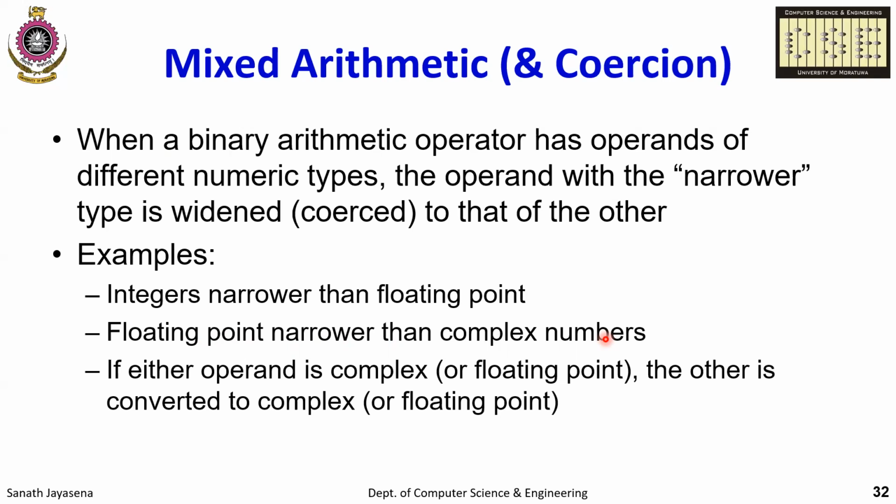Right? And generally speaking, if either operand is complex, let's say you have a complex and an integer one, the other one is converted to a complex number. Similarly, if one of them is floating point and the other one is integer, the integer one will be converted to floating point, right? So that's mixed arithmetic.